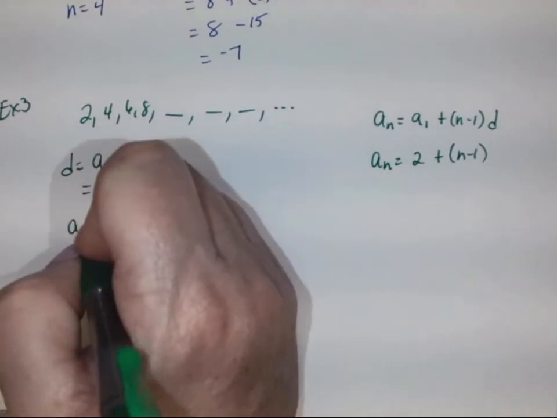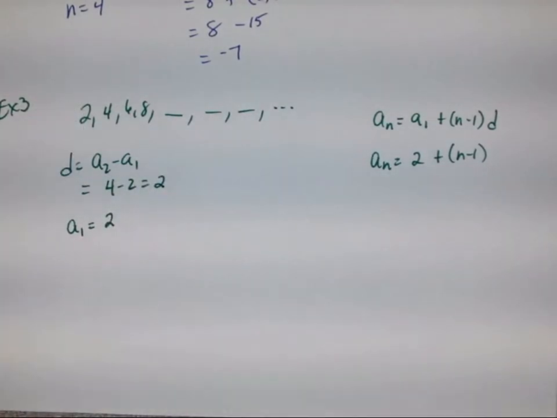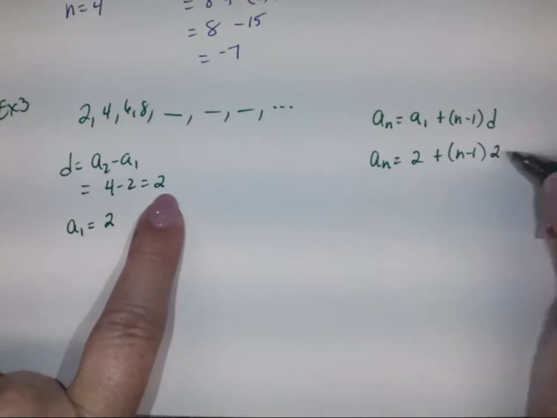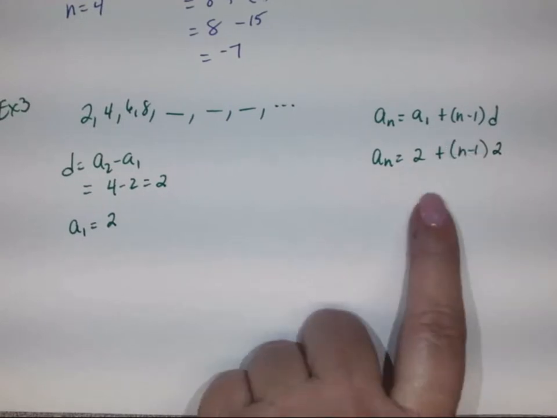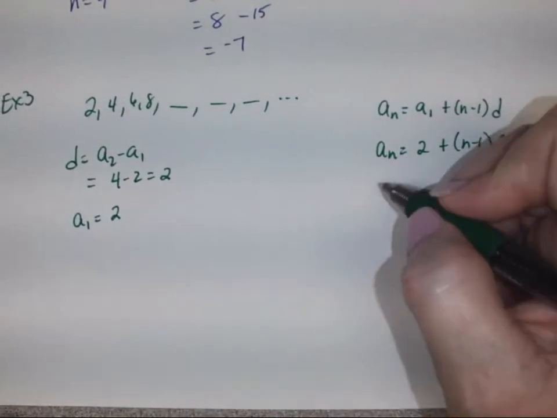Remember, your a sub 1 part is the number you need at the very beginning. So now we can plug in our d. They both happen to be 2, which is fine. They can both be 2. Now you could simplify this down. I don't know if they ask you to do it in the homework, so I'm going to show you what you would do just in case.